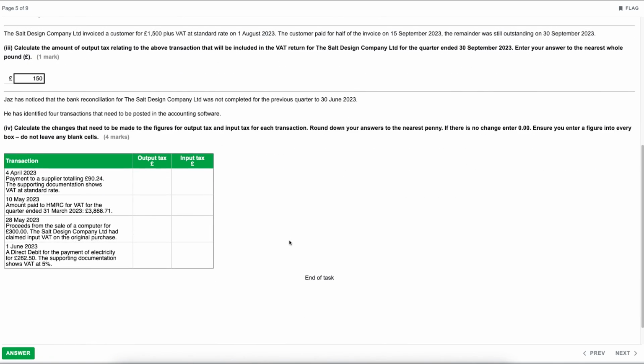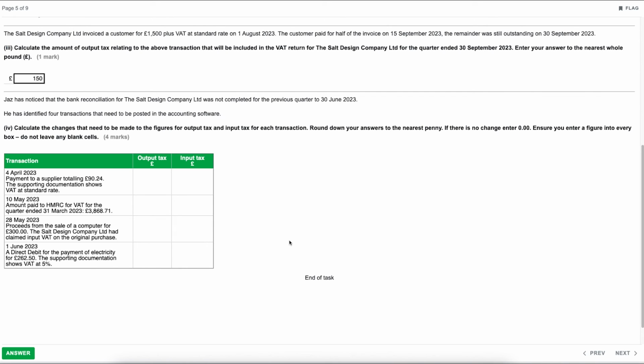So, moving down, Jazz has noticed that the bank reconciliation for the Salt Design Company Limited was not completed for the previous quarter to the 30th of June 2023. He has identified 4 transactions that need to be posted in the accounting software. Part 4. Calculate the changes that need to be made to the figures for output tax and input tax for each transaction. Round down your answers to the nearest penny. If there is no change, enter 0.00. Ensure you enter a figure into every box and do not leave any blank cells.